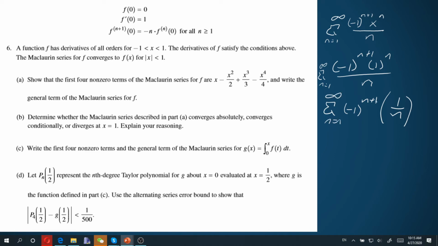So if we do, will this converge conditionally, converge absolutely, or diverge? It will converge conditionally. That's right. So it'll converge conditionally because we are alternating. So it converges conditionally by the alternating series test.